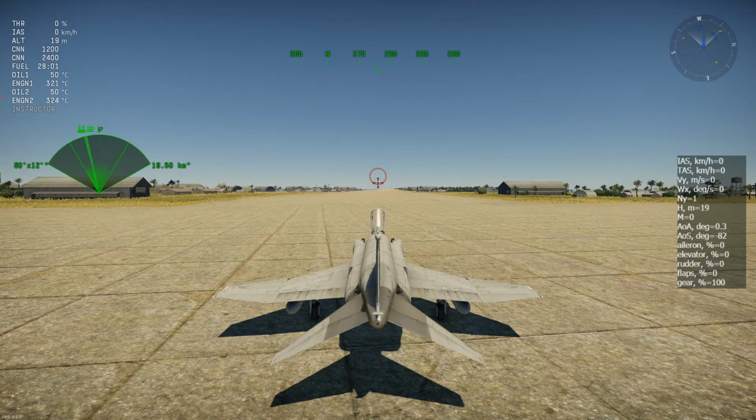Third on the list is the Y m/s, and it's simply your climb and dive rates. Positive value would be your climb. Negative value would be your dive. Most planes have these indicators in their cockpit, but this is a nice, easy way to track that through game replay. So it's really nice to have.